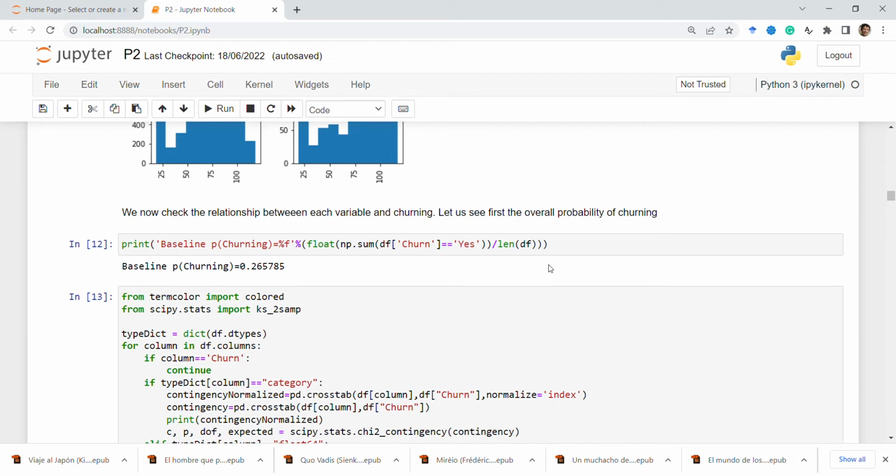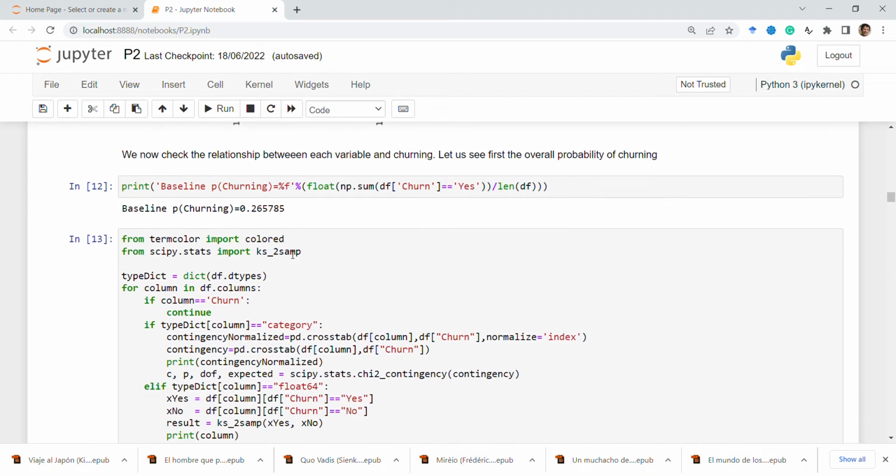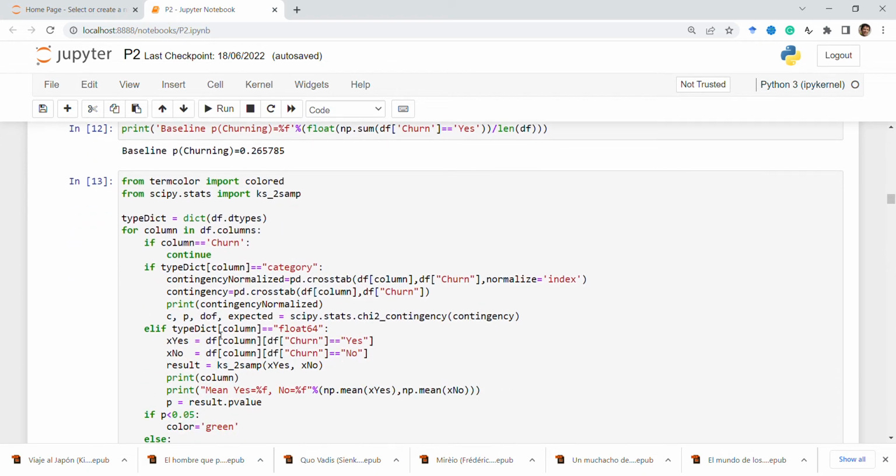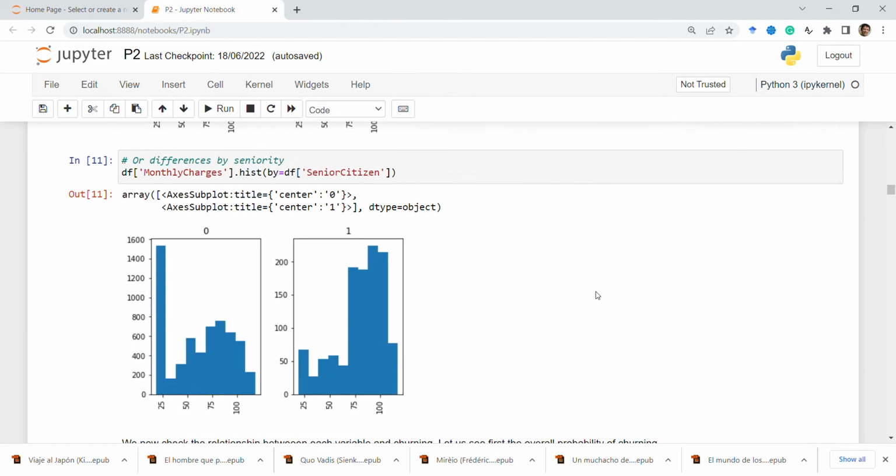So this baseline is important, because with a very simple classifier, if we are given a new person and we are asked whether this person will leave the company or not, we can say no, always, without looking at any data, and we will be correct 74% of the cases, or 73.5% of the cases. So this is an important observation.